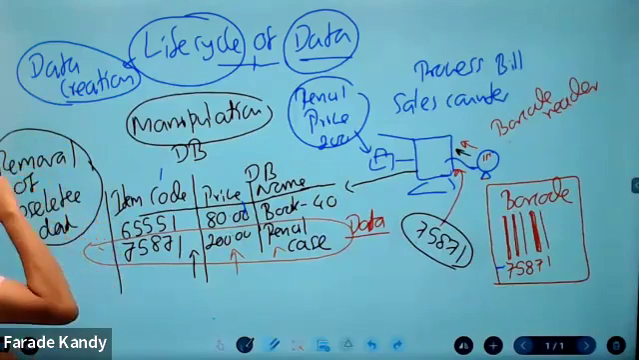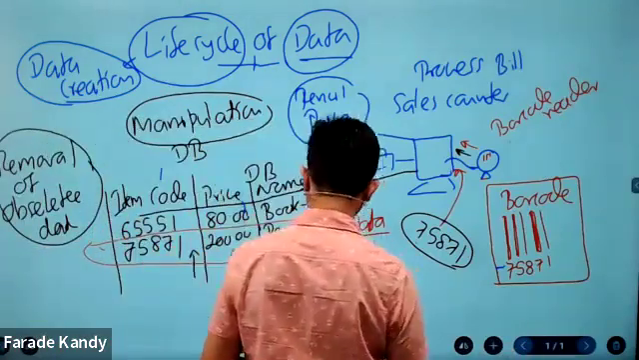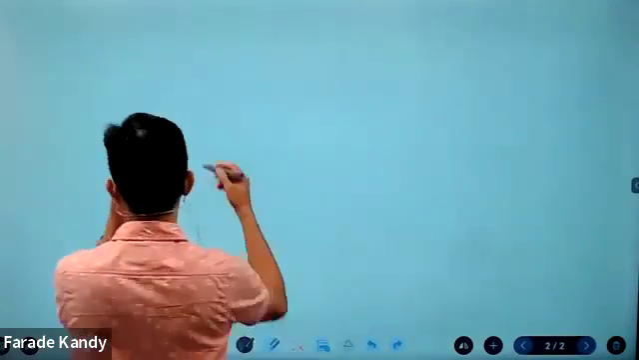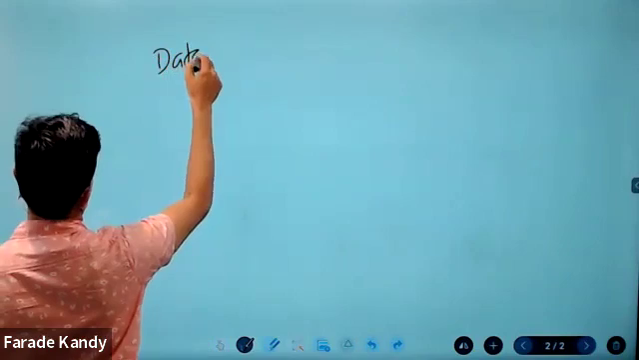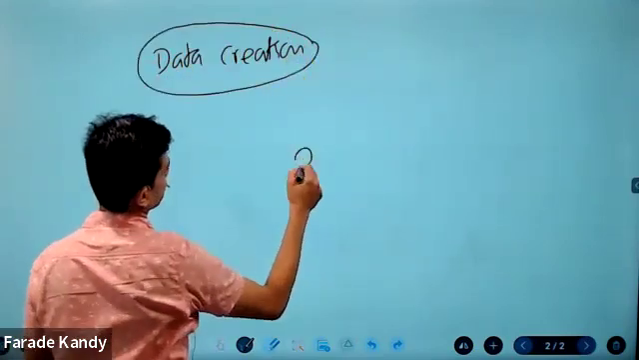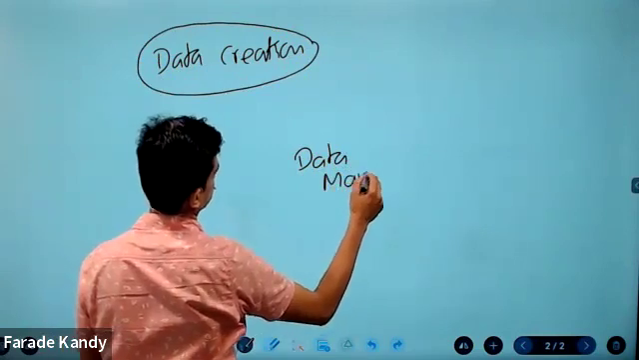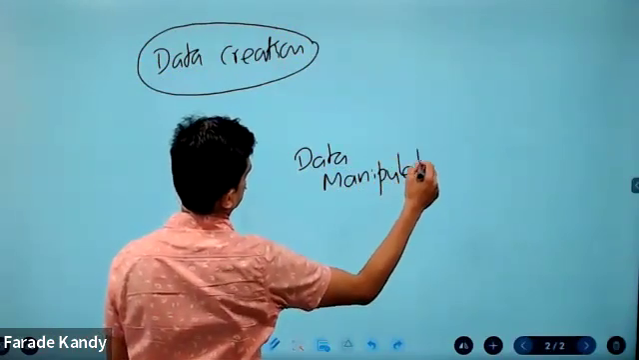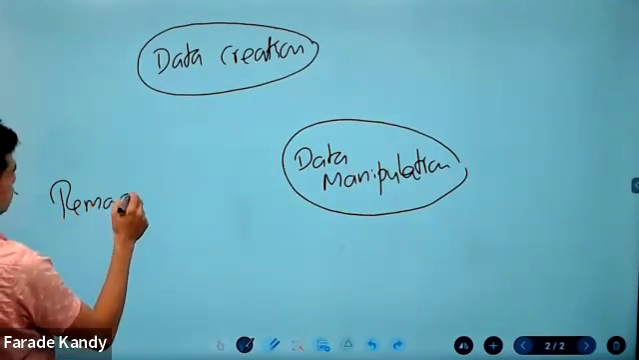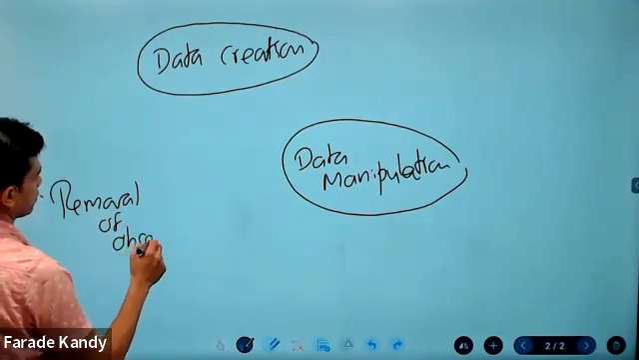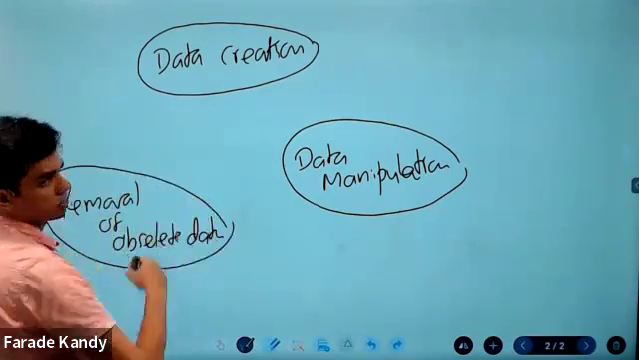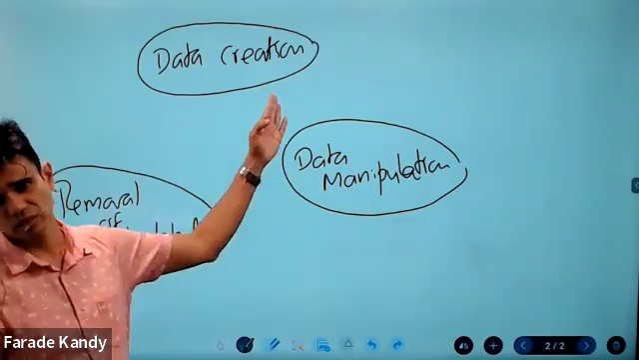Now, these are the 3 steps: data creation, then data manipulation, after that, removal of obsolete data. This is going to be the life cycle of data. Very simple. What is data creation? Creating the data.